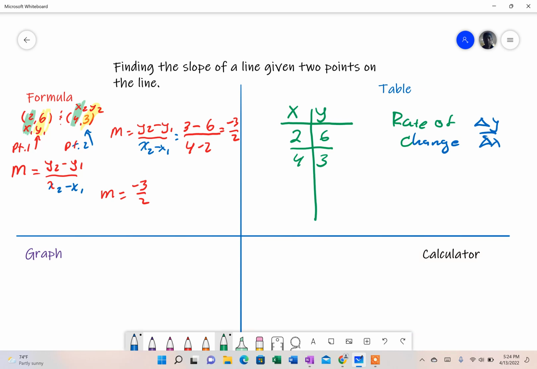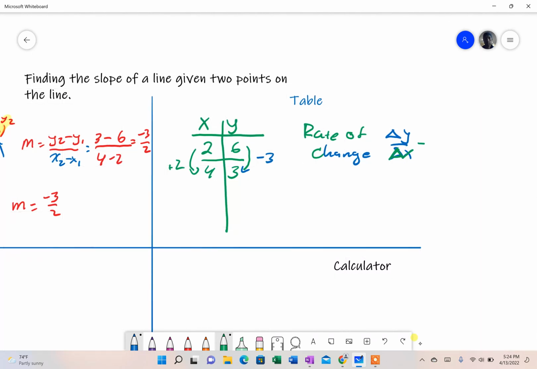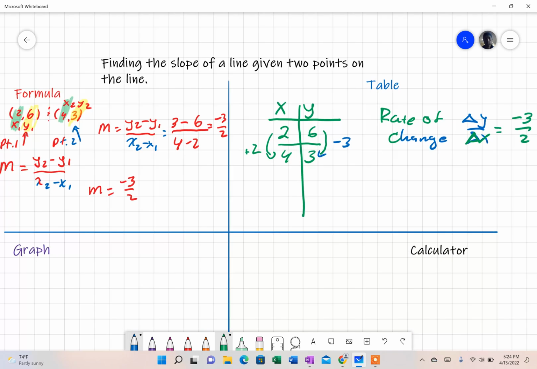So I have to say, how do my y values change and how do my x values change? Well, my y values are changing because they're decreasing by 3. My x values are changing by increasing by 2. So my rate of change is going to be, you can say my change in y is down 3, and my change in x is positive 2. And you can see they're the same.